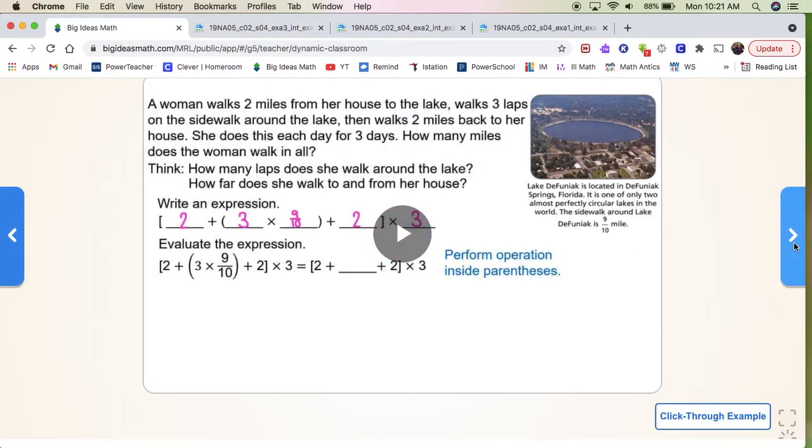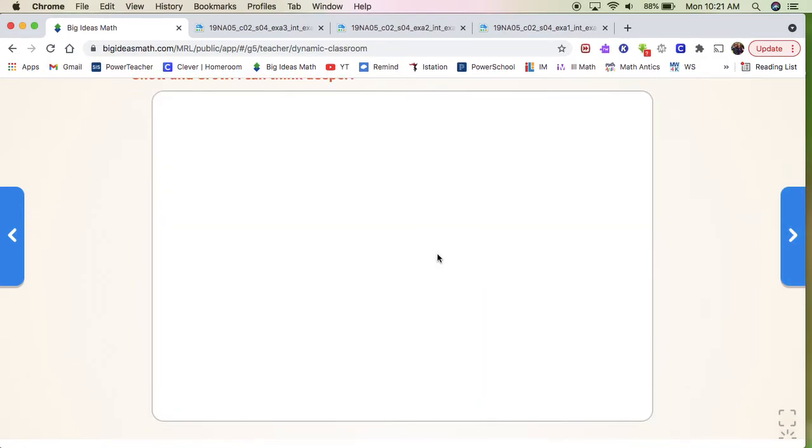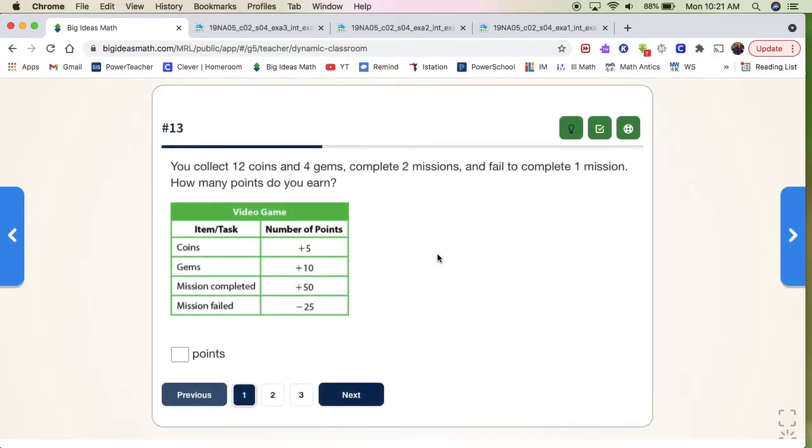All right, so let's do the practice at the bottom. It says that you collect 12 coins and 4 gems, complete 2 missions, and fail to complete 1 mission. How many points did you earn? So you got 12 coins, and they're 5 points each. We've got 4 gems, and they're 10 points each. We completed 2 missions, which is 50 points each time you complete a mission, but then failed to complete 1 mission, so that would be a minus 25.